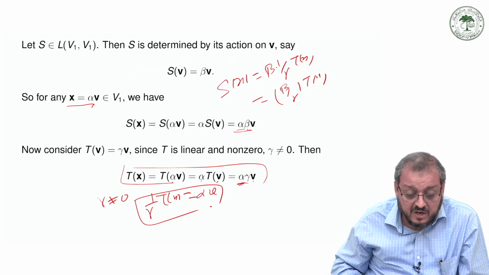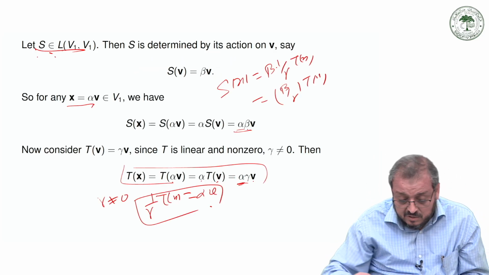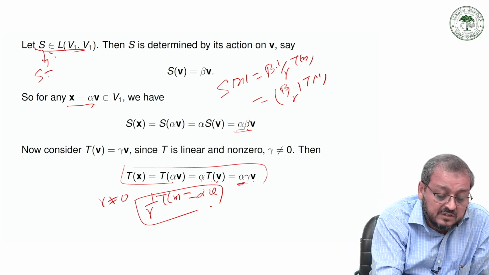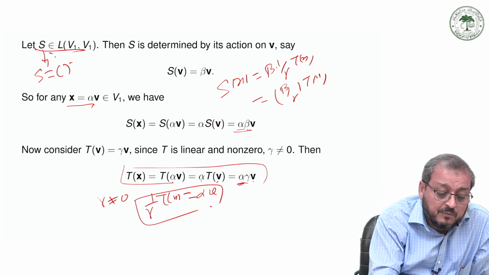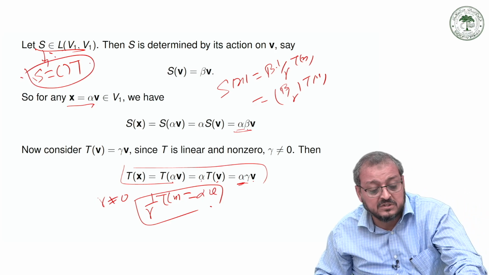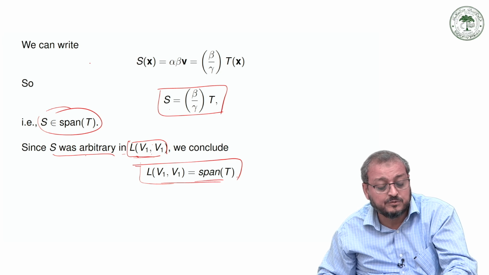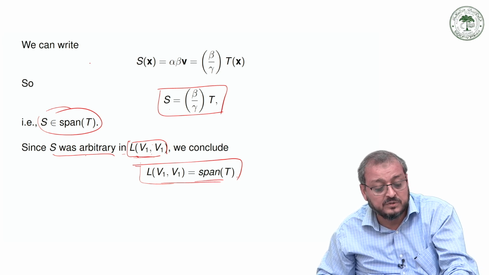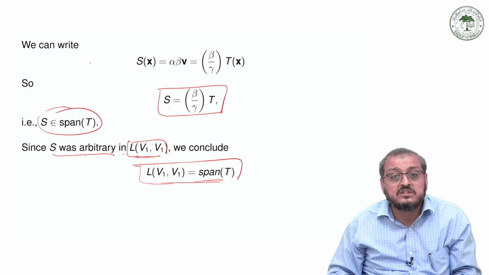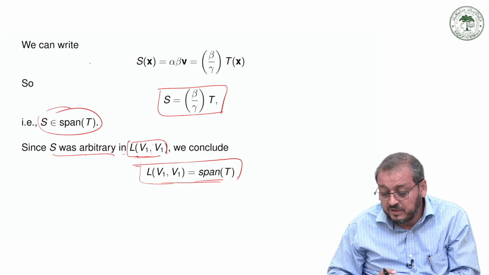This just means we take an arbitrary element here and show that it belongs to this set. We show that S can be written as some scalar multiple of T, and if it is a scalar multiple, then S belongs to the span of T. Since S was arbitrary, we conclude that the linear span of V1, V2 is the same as the span of T.